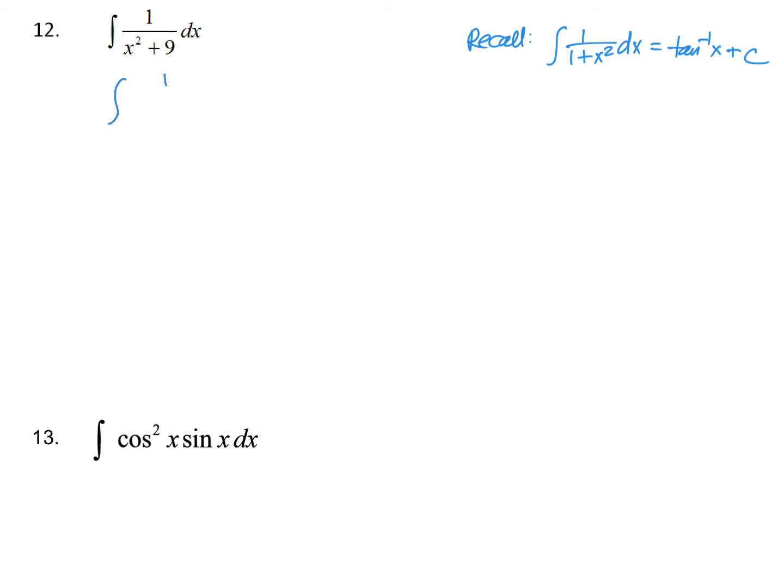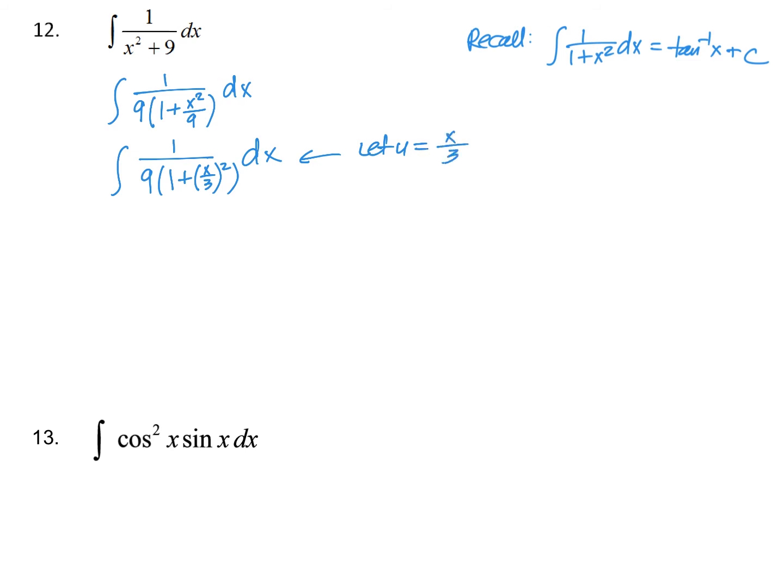Using a very similar strategy as what we did in the previous problem. We're going to factor out a 9 from x squared plus 9. So that becomes 1 plus x squared over 9. And just like before, I'm going to rewrite x squared over 9 with x over 3 squared. So now we're going to let u equal x over 3 so that this will just be 1 plus u squared.